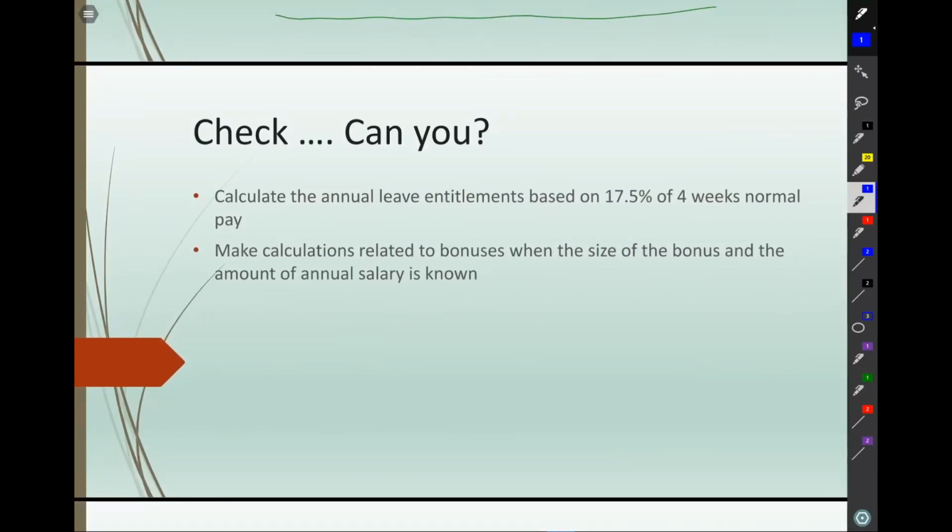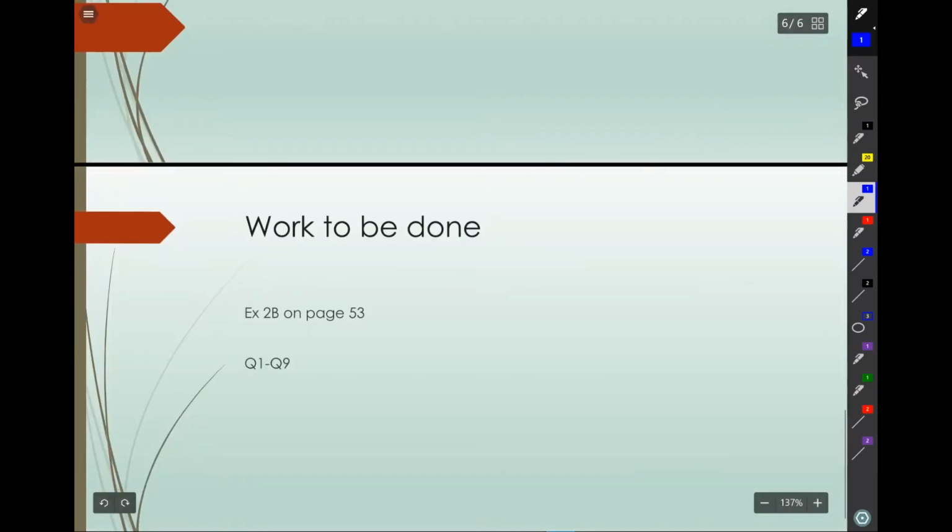Alright, so you guys are going to practice answering some of these types of questions now, and by the time you're done, you should be comfortable calculating annual leave entitlements and calculating bonuses. Here are the questions I want you to do. They're also on the lesson on iLearn. Go ahead and get started.